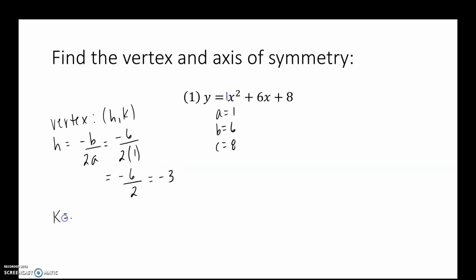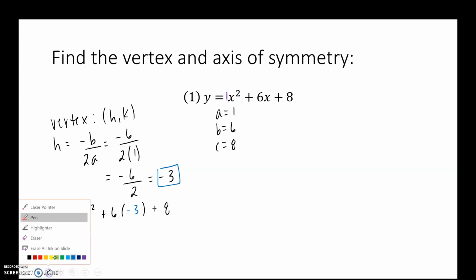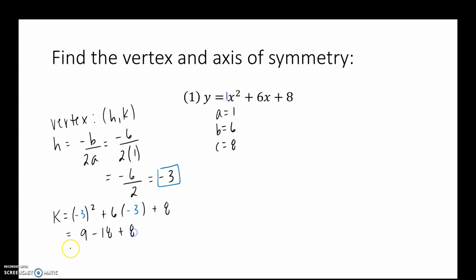Where does my y-coordinate come from? I take my x value, and wherever I see an x, I replace it with negative 3. Okay, where did that negative 3 come from? Because that's the x-coordinate of my vertex. So how do I find my y? I plug it back in. So this gives me 9 minus 18 plus 8. 9 minus 18 gives me negative 9. When I add 8 to that, I get negative 1.